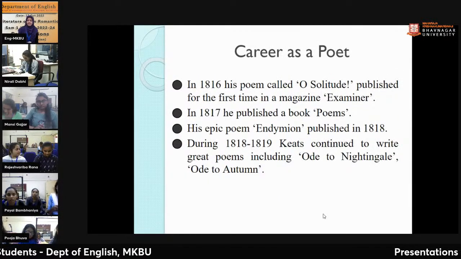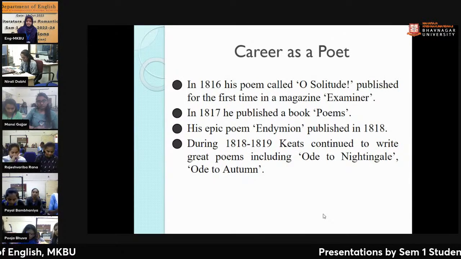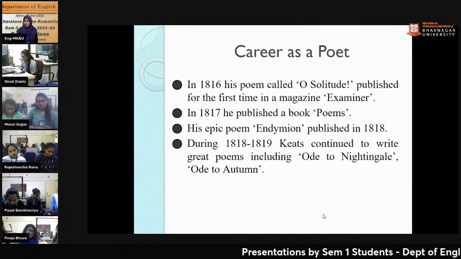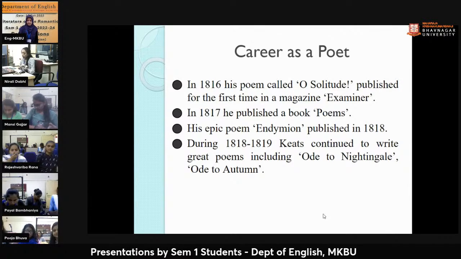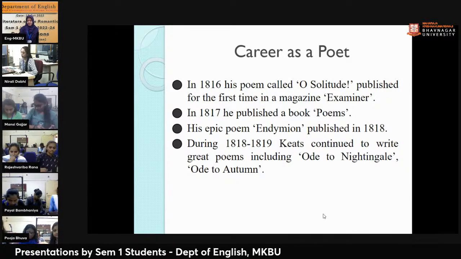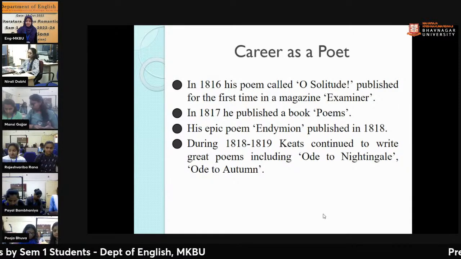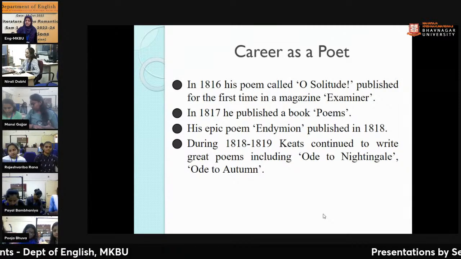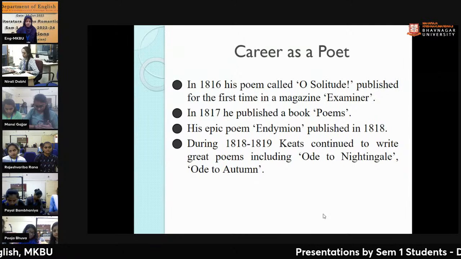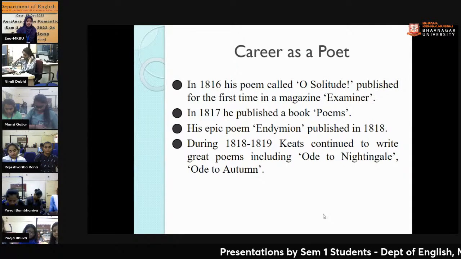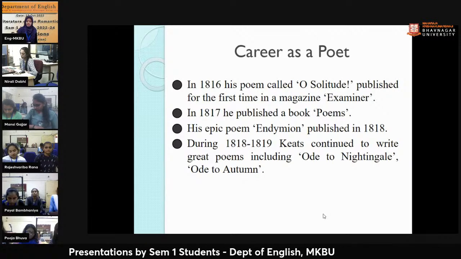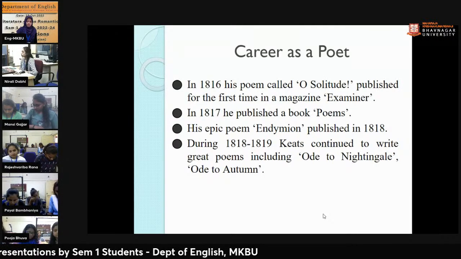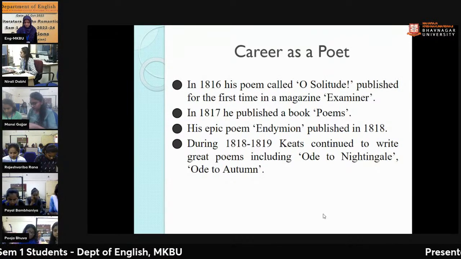His career as a poet. In 1816, his poem called O Solitude was published for the first time in a magazine, The Examiner. In 1817, he published a book, Poems, and his epic poem Endymion was published in 1818. During 1818 and 1819, Keats continued to write great poems, including Ode to a Nightingale, Ode to Autumn, and others.